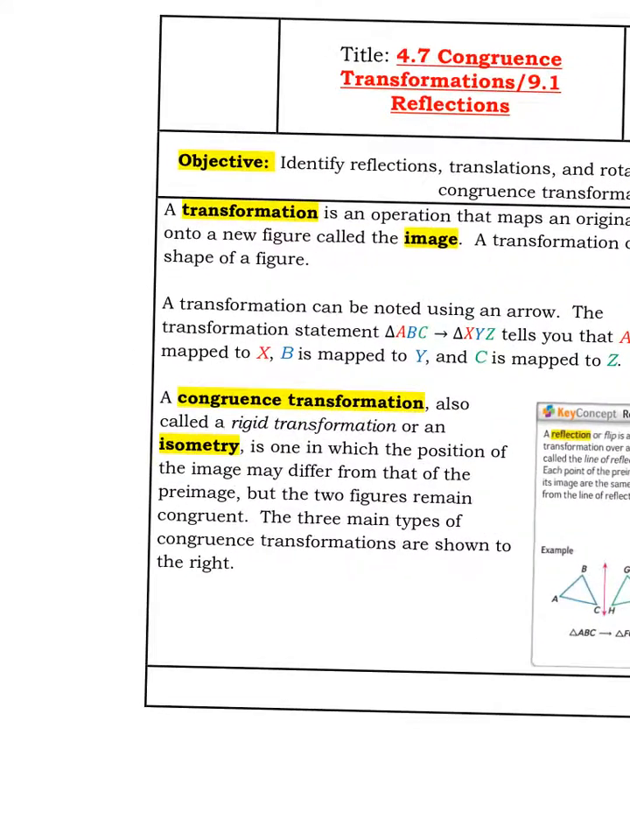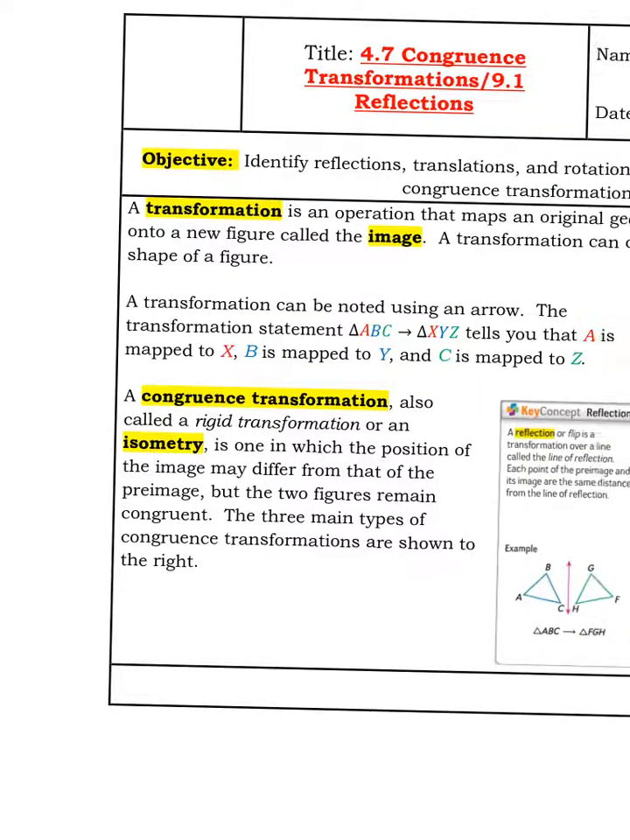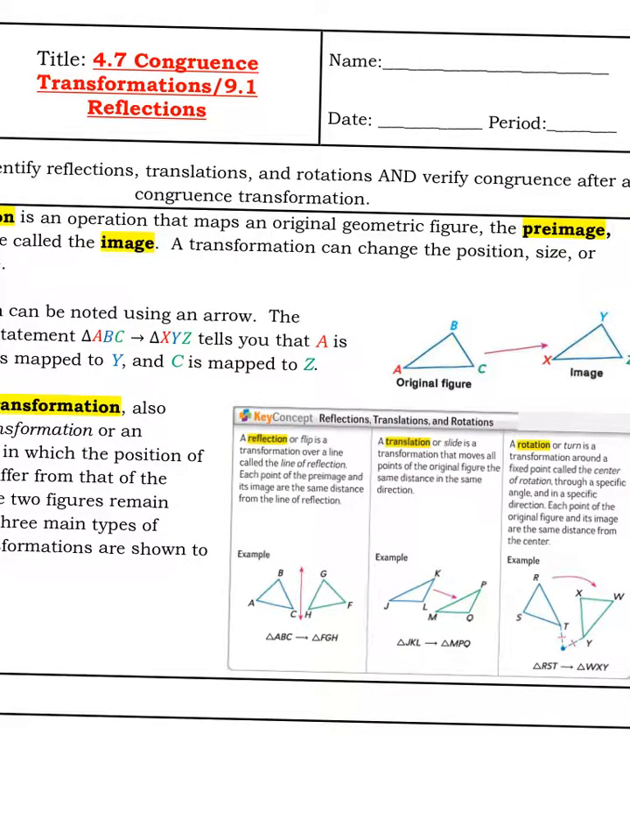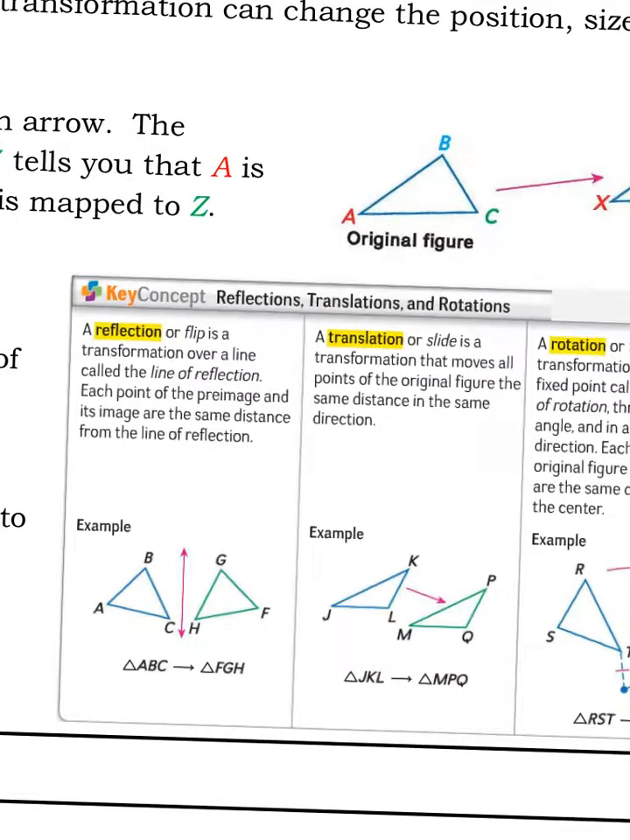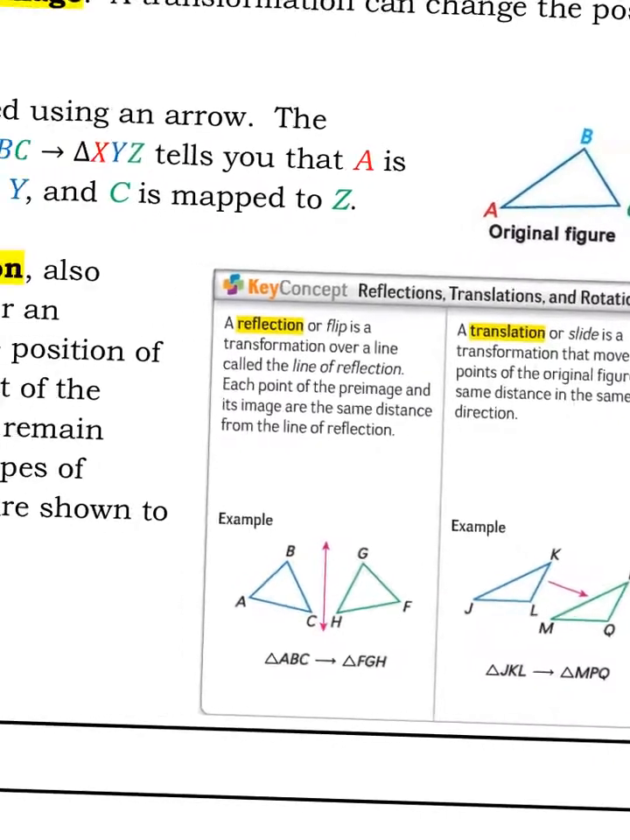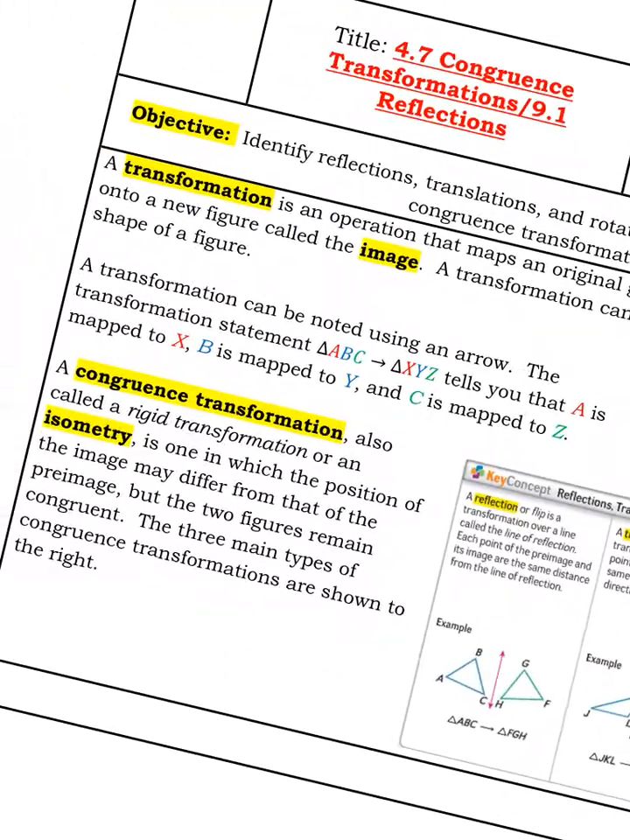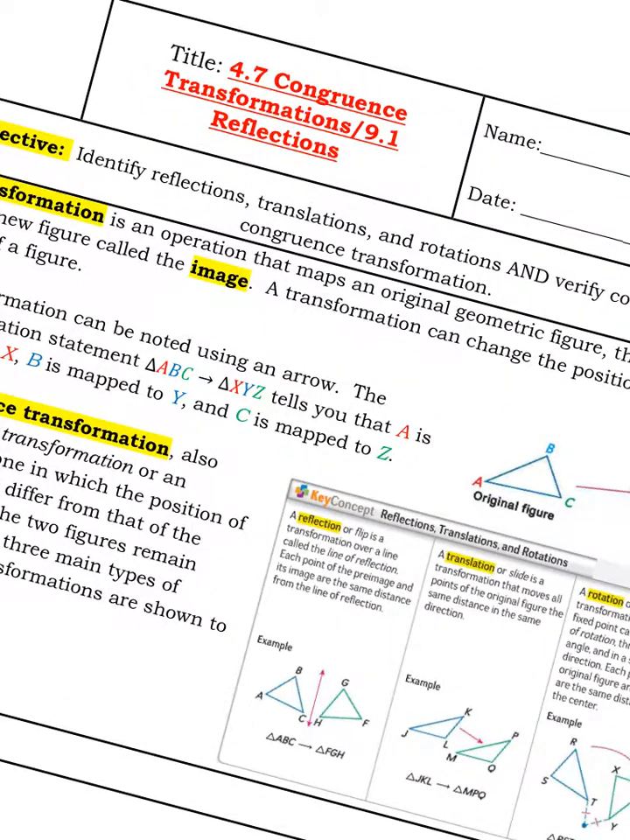A congruent transformation just means you did something to it and it's still congruent. You transformed it somehow, but it's still congruent to the original shape or polygon. So your congruency transformations are reflections, translations, or rotations. Keywords to remember: reflection flip, translation slide, and rotation turn. Okay, so in this video I'm just going to go over reflections, and then the other two are going to come in different videos.